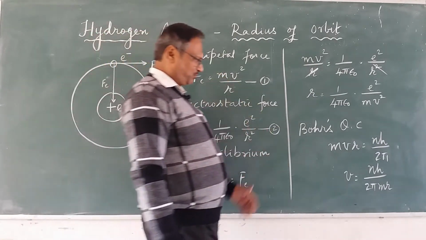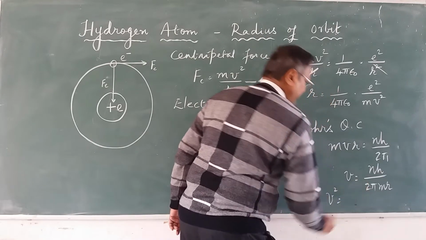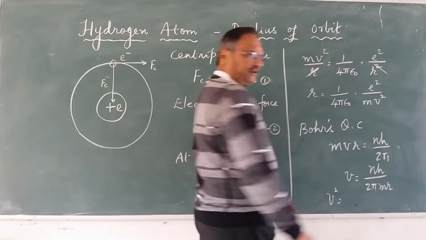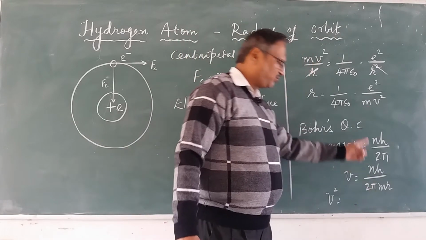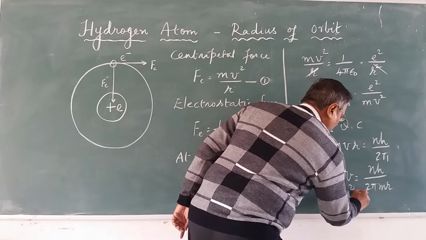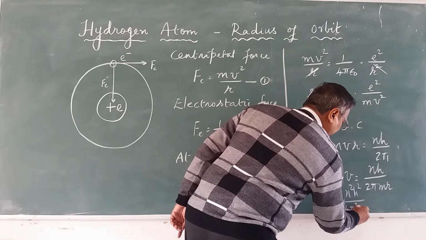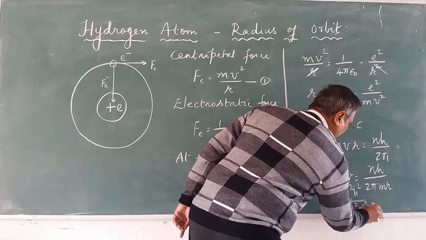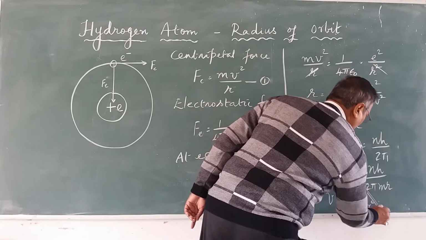For convenience, I will find the velocity square. Let me square this, because I have v square and can directly substitute its value there. That is v square equals n square h square upon 4 pi square m square r square. It looks a little complex, but do not worry.